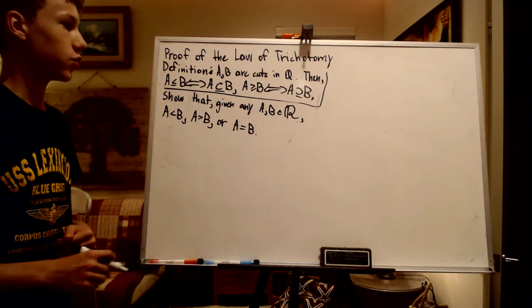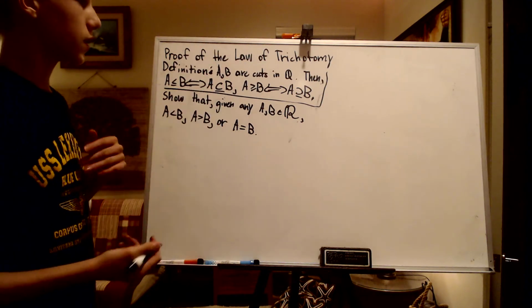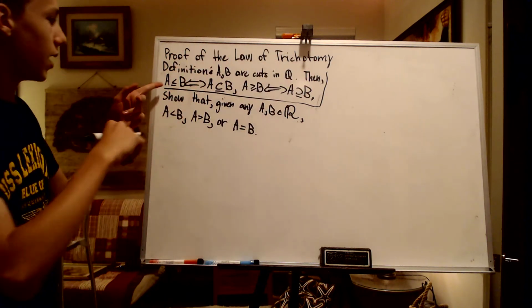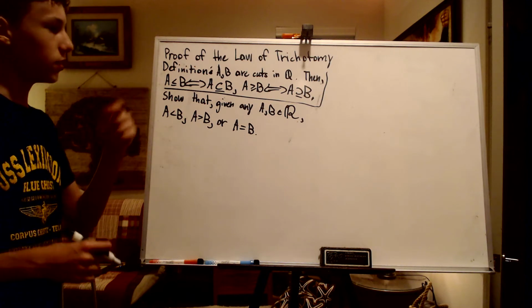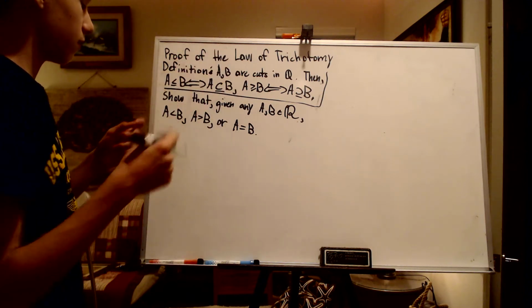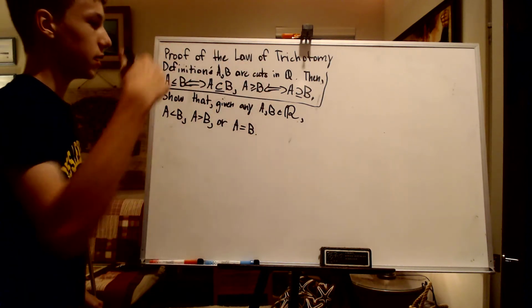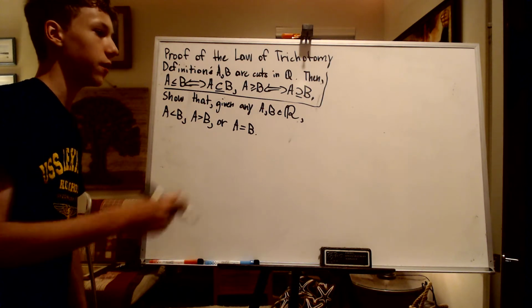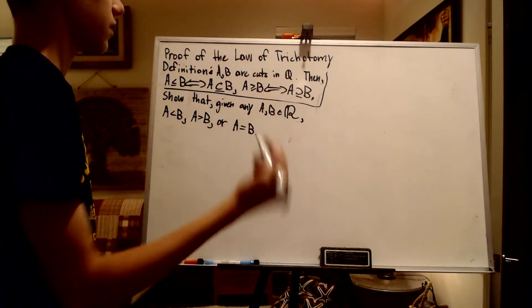So let's quickly prove the law of trichotomy. First, the definition. If A and B are cuts in Q, then A is less than or equal to B if and only if A is a subset of B, and A is greater than or equal to B if and only if B is a subset of A.